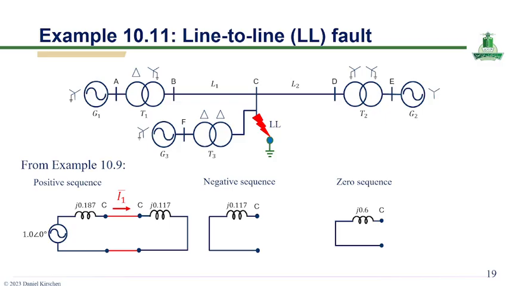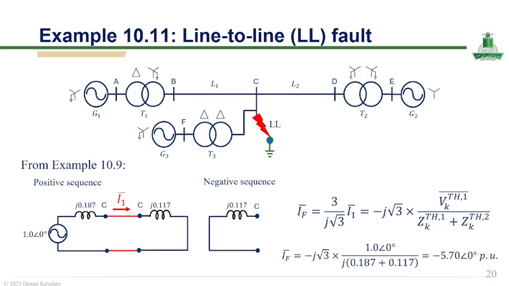This example highlights how complex power systems can be simplified into sequence networks, enabling systematic and accurate fault analysis essential for protection design and system stability assessment.